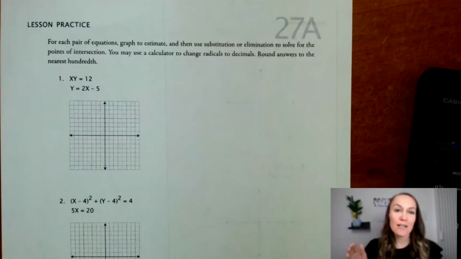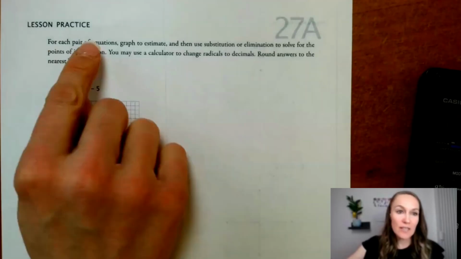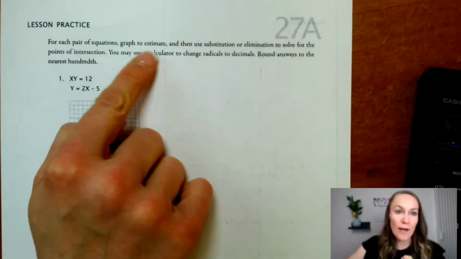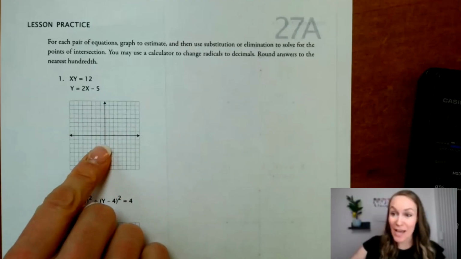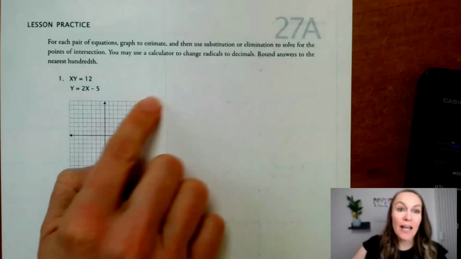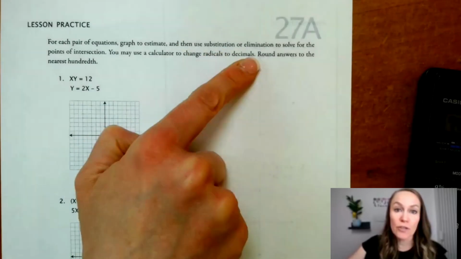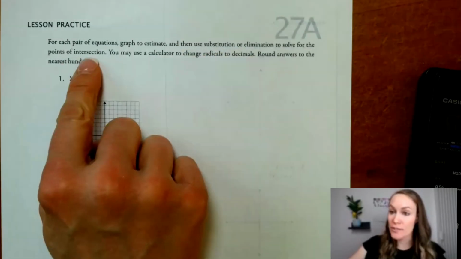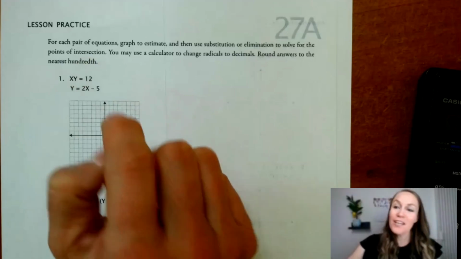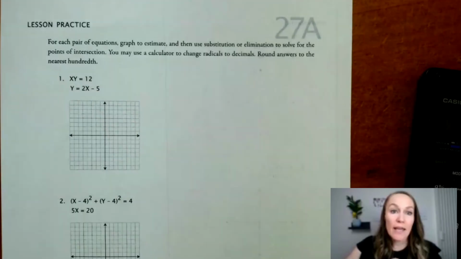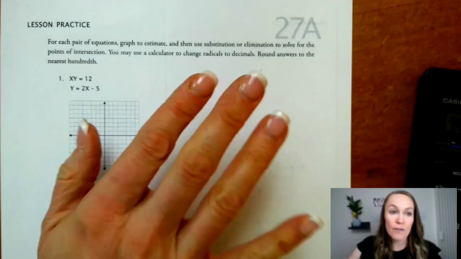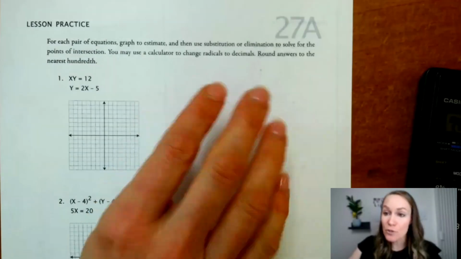So for each pair of equations, graph to estimate. We're first going to graph to see if we can find the solution that way and estimate the answer. And then we're going to use substitution or elimination to solve for those points of intersection. So we're going to solve the solutions by graphing, and we're also going to solve the solutions algebraically.